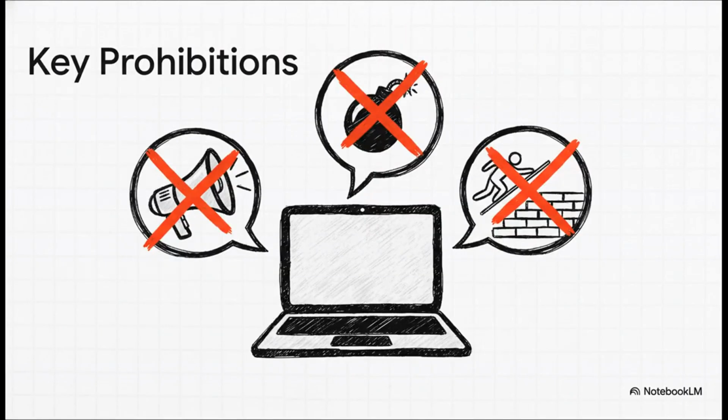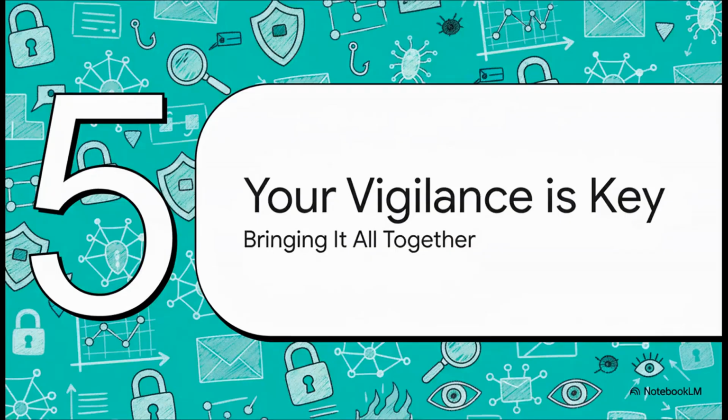Now, while policies can be different from place to place, they pretty much always forbid a few key things. Using company stuff for personal political lobbying, doing anything illegal, and this is a big one, actively trying to get around the security systems that are there to protect all of us. The best way to think about it is that work tech is a professional tool, and it should be used for professional purposes.